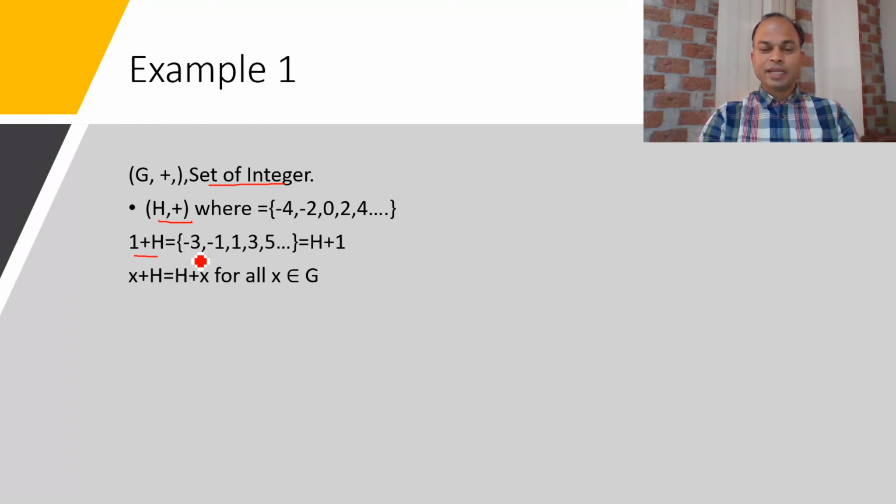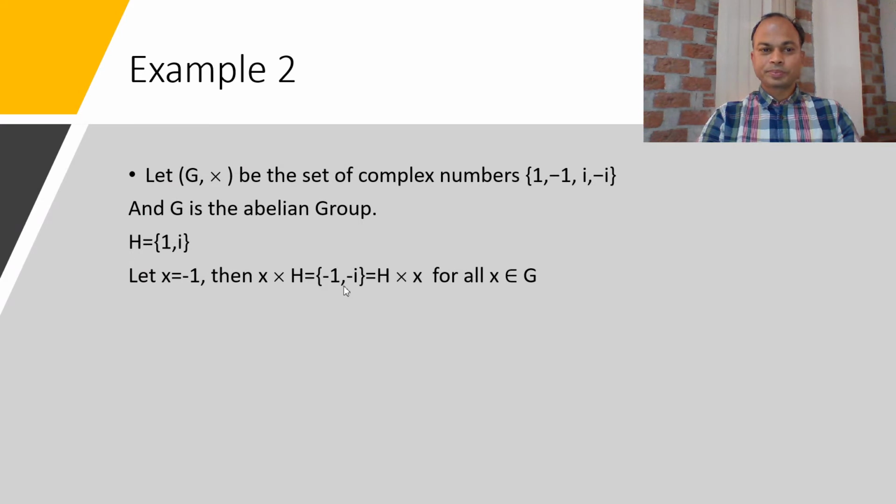1 plus h will be -3, -1, 1, 3, 5. I mean 1 is added to the h. And if we compute h plus 1, h plus 1 also gives the same values -3, -1, 1, 3, 5. I mean left coset equals right coset for all x belongs to G. Therefore, this subgroup H is a normal subgroup.